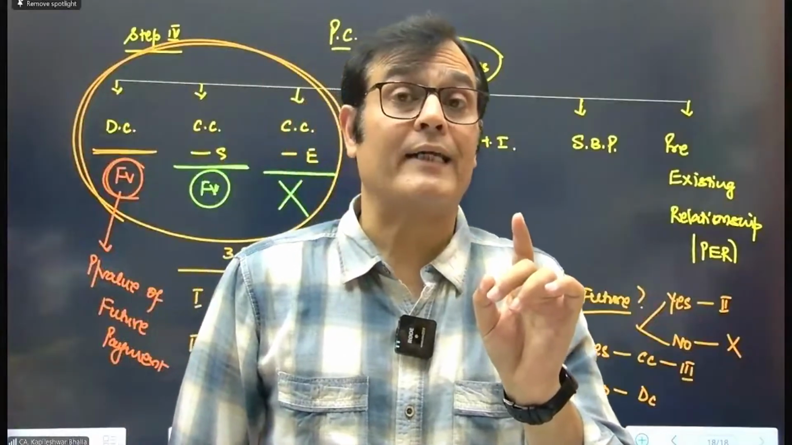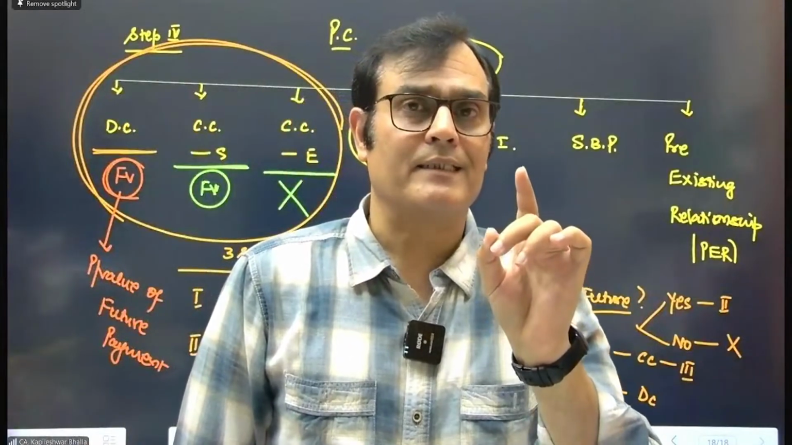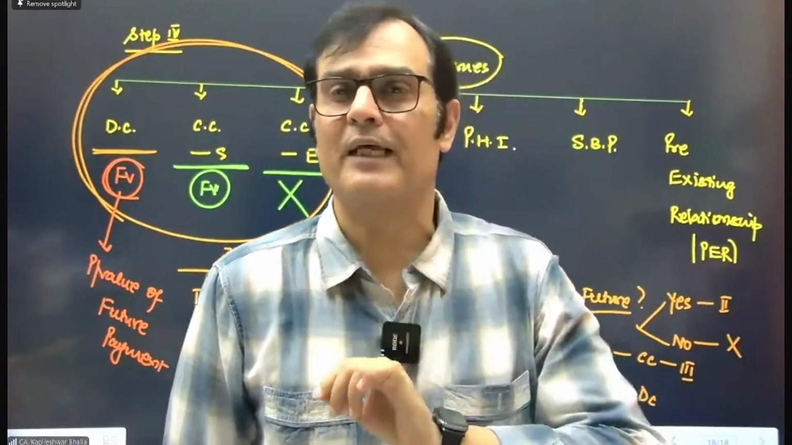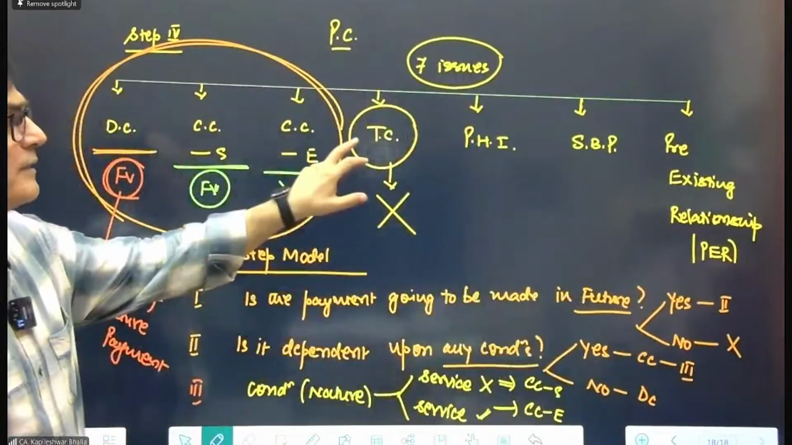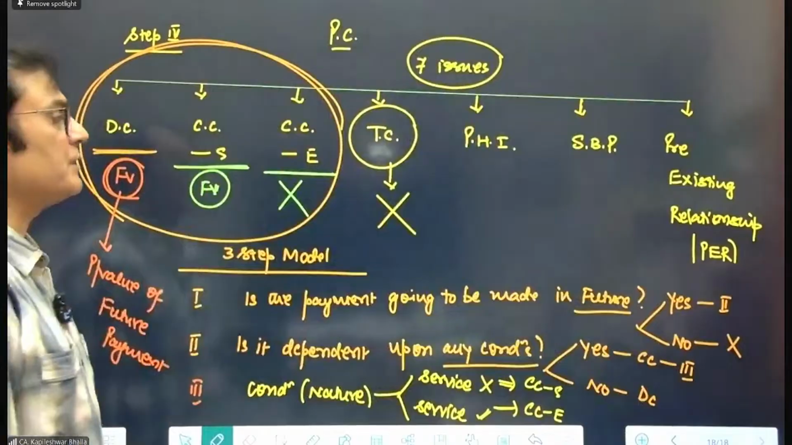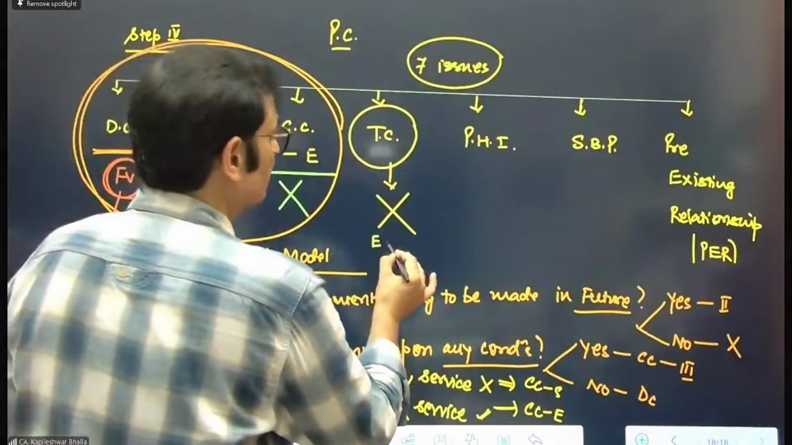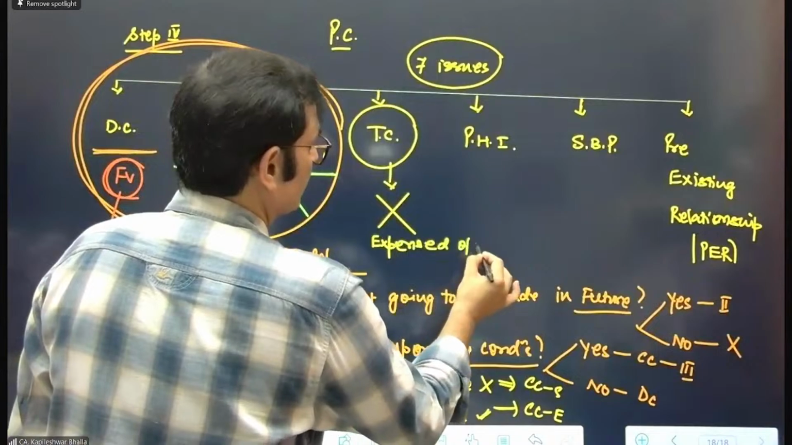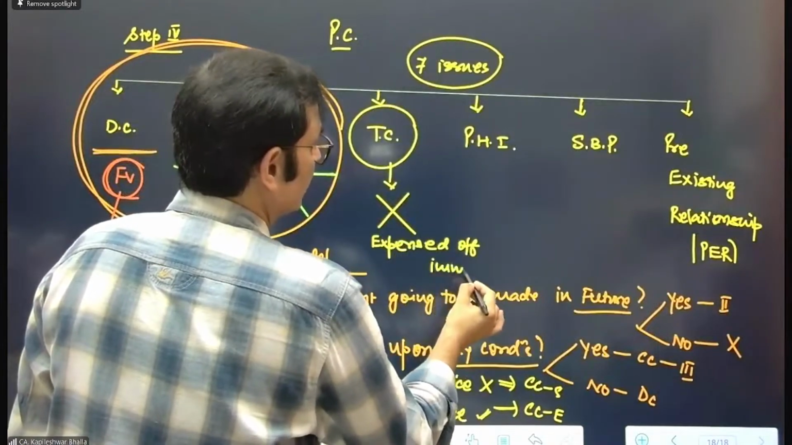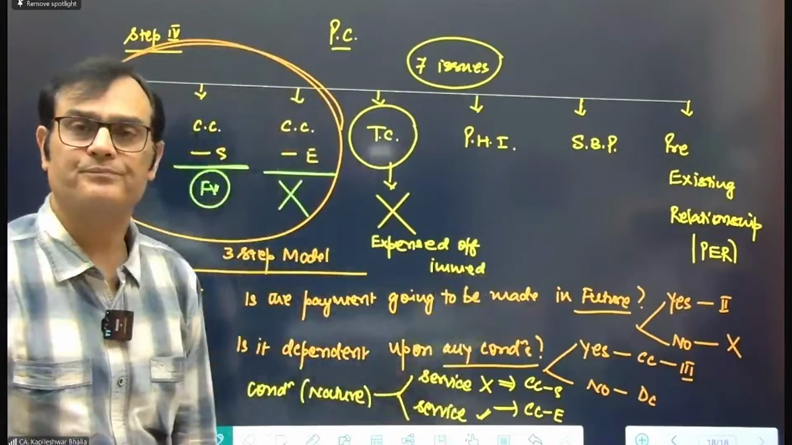When you acquire an asset, the TC gets added to the cost of the asset. Remember the financial instruments, financial assets. But if it is a transaction cost in a business combination, it's not a part of PC. It is simply expensed off immediately in the profit and loss account.